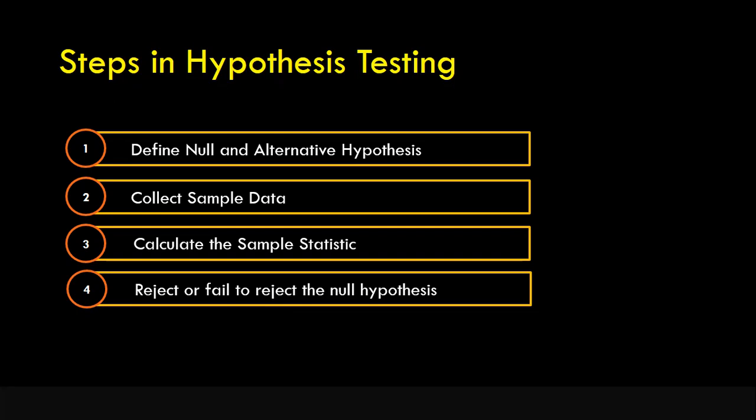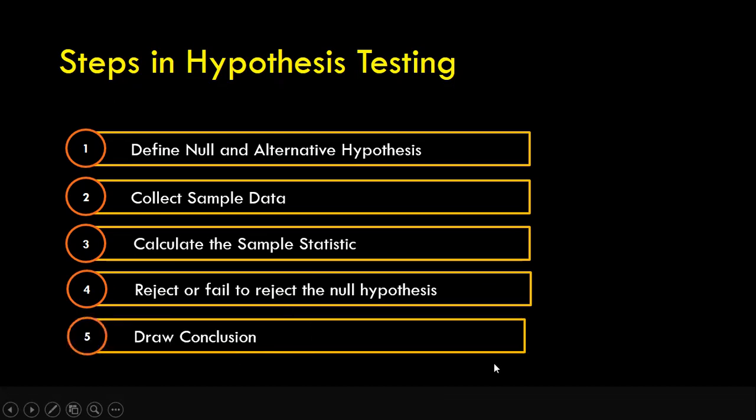But accepting the null hypothesis, we are not supposed to use that language in statistics. Fail to reject the null hypothesis, or reject the null hypothesis. Based on the outcome of this value, you will decide whether you are going to reject or not reject. You can say not reject. Okay. And then you draw a conclusion. So these are the 5 steps.